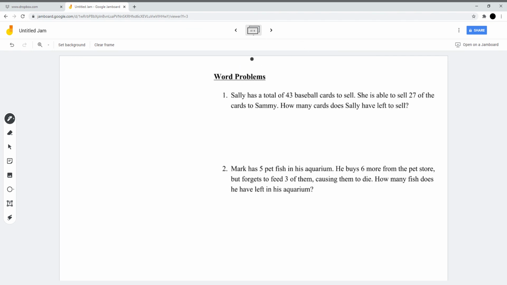Word problems. Sally has a total of 43 baseball cards to sell. She is able to sell 27 of the cards to Sammy. How many cards does Sally have left to sell? The equation for this is 43 minus 27. And the answer is 16.